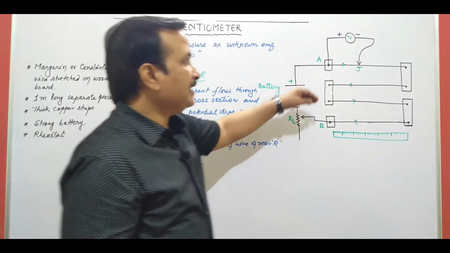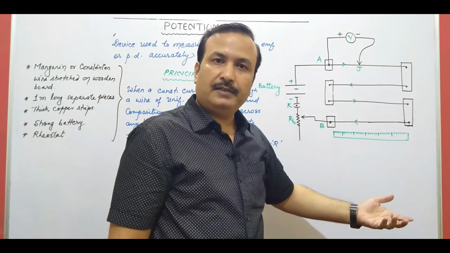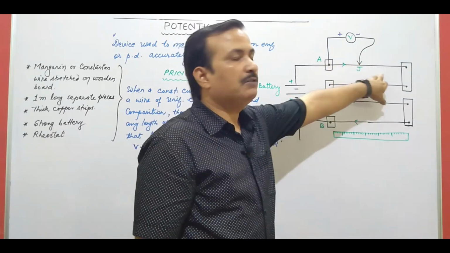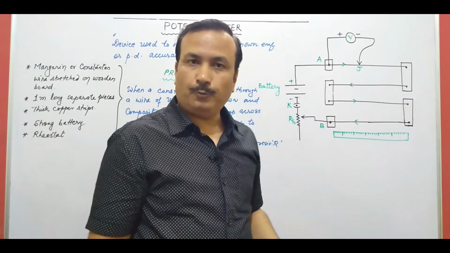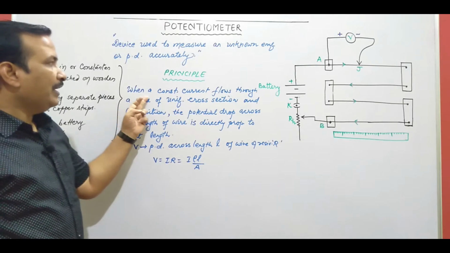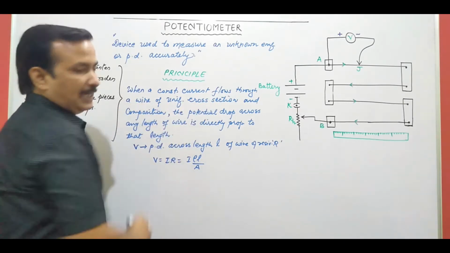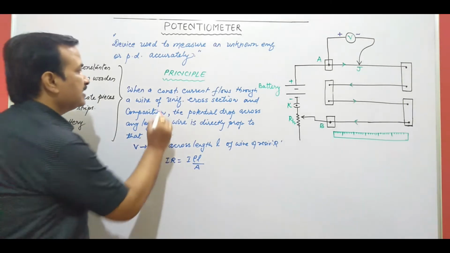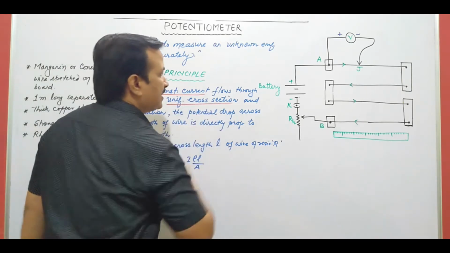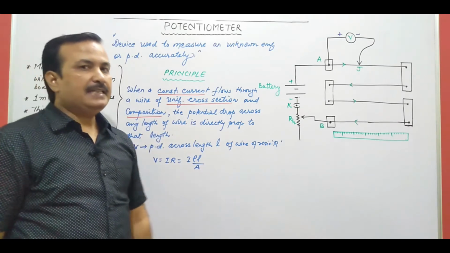When we switch on the circuit, you will find somewhere a null point and we will measure the length of the wire, right? That will give you the potential drop across the end A and wherever the jockey is giving the null point. Now what is its principle? When a constant current flows through a wire of uniform cross section and composition. This is very important while writing the statement.